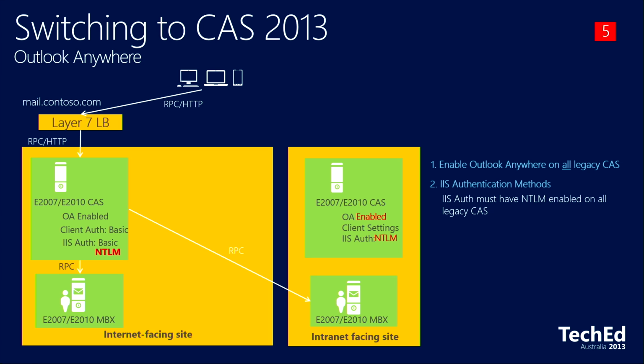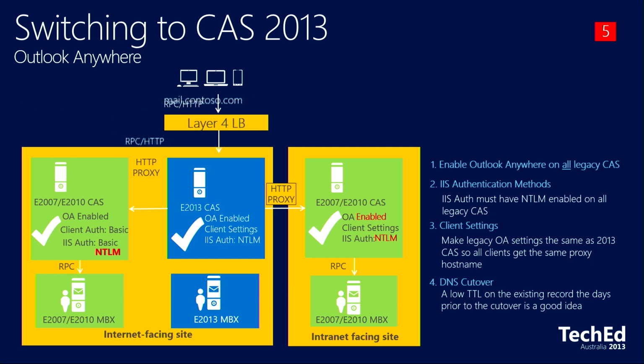In terms of IIS authentication, you have to use NTLM on all of your legacy CAS. If you don't, we won't be able to connect. We won't have the security protocol in process, so keep that in mind. You also have to make sure that the legacy Outlook Anywhere settings, so the OA settings on 2007 or 2010, exactly match the settings that you're using in 2013 as well. If they don't match, that could break in some scenarios.